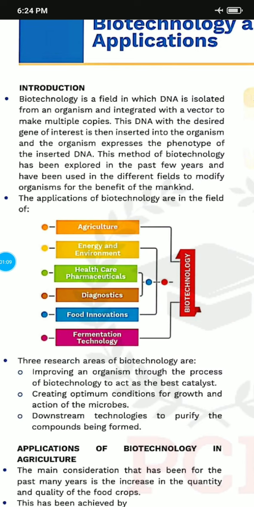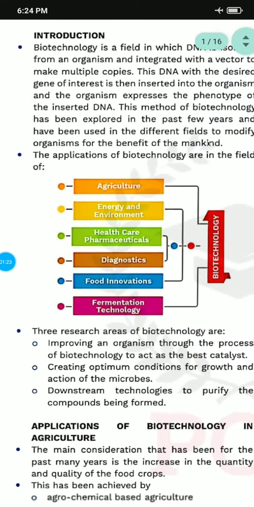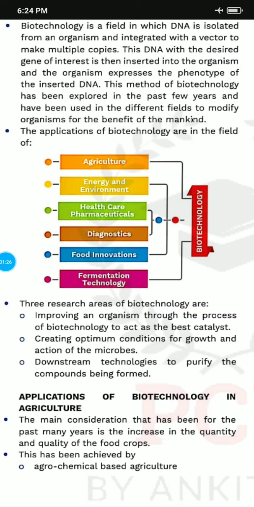There are many applications where this type of biotechnology is used in the field. The fields are agriculture, energy and environment, healthcare and pharmaceuticals, diagnostics, food innovation, and fermentation. These three research areas of biotechnology are due to improving any organism which acts as the best catalyst, improved with the help of biotechnology to create optimum conditions for the growth and action of the microbes. And the third one you already know, downstream technology.